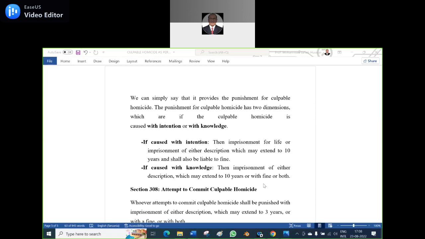If caused with the knowledge, imprisonment of either description which may extend to 10 years, or with fine, or both. Sir, with the intention or with the knowledge? Both are the same.